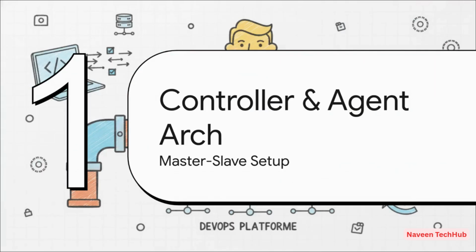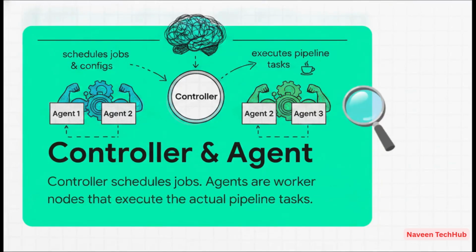Moving right along to Section 2, Controller and Agent Architecture. When it comes to scaling Jenkins in an enterprise, you really have to understand the controller and agent separation. Think of the Jenkins controller as the brain of the operation. It manages the web UI, it schedules the jobs, and it stores all your configurations. But, and this is key, it shouldn't do the heavy lifting. The agents are the muscle. They are the actual worker nodes that execute your pipeline tasks, like compiling Java code or building those Docker images.